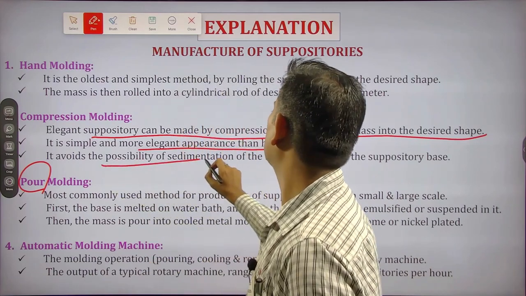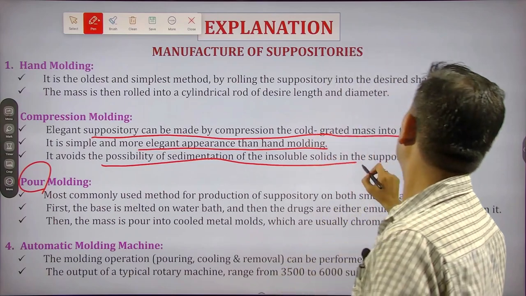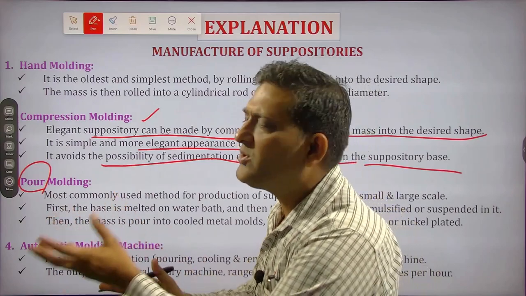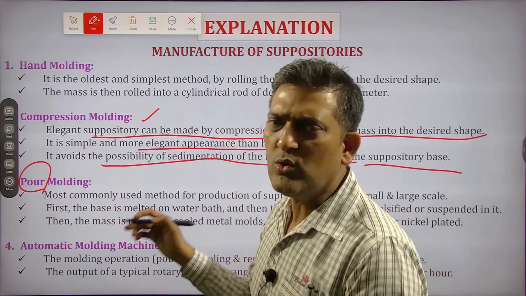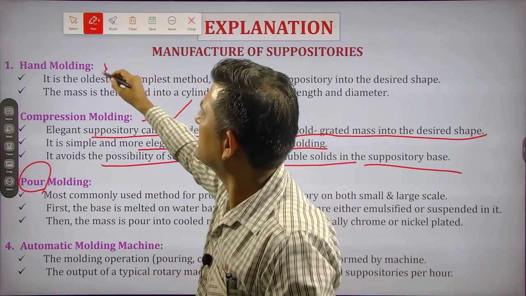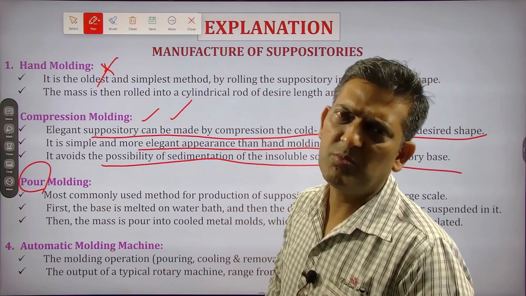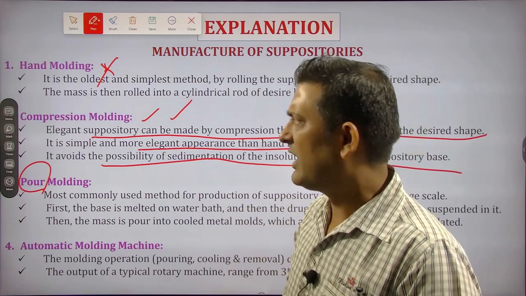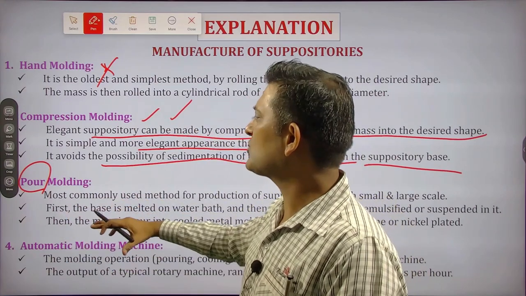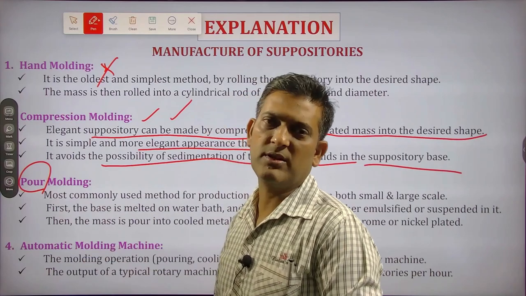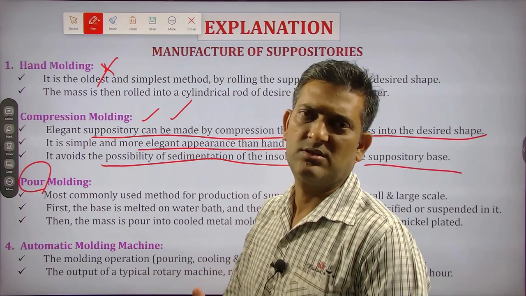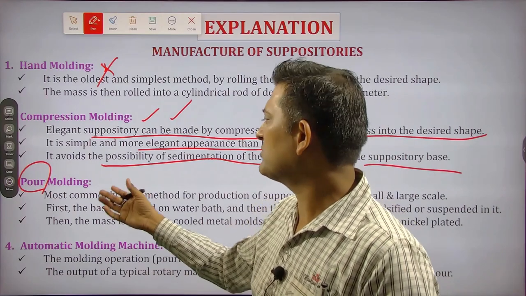It avoids the possibility of sedimentation of insoluble solids in the suppository base. The product has to be compressed enough and then put into the mold, and it gives a better look compared to hand molding. Hand molding is the old method and is nowadays outdated. Nowadays, in labs too, we opt for the pour molding method, which gives very well-shaped suppositories.